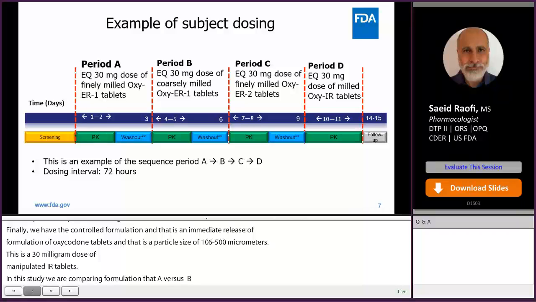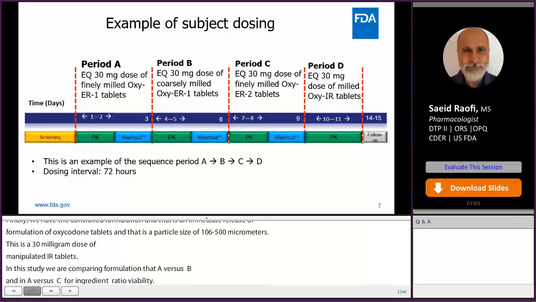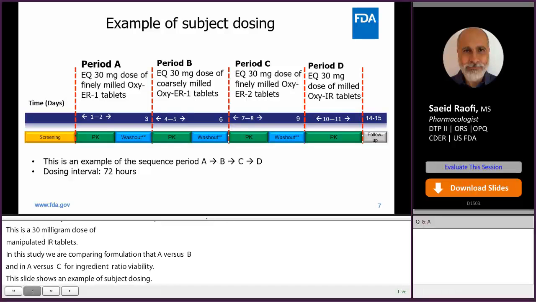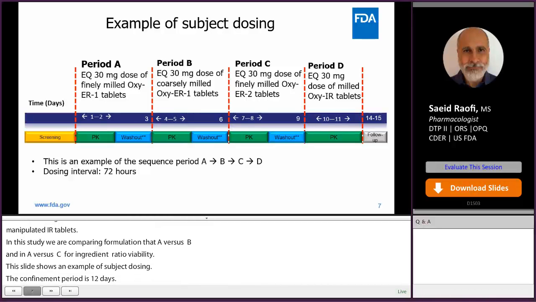This slide shows an example of subject dosing. The confinement period is 12 days. Subjects are dosed on days 1, 4, 7, and 10, and the washout period is 72 hours between doses. That's an adequate washout period given oxycodone half-life.